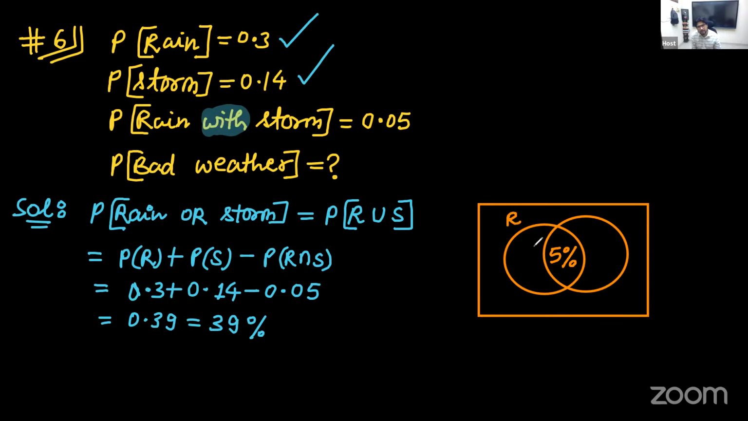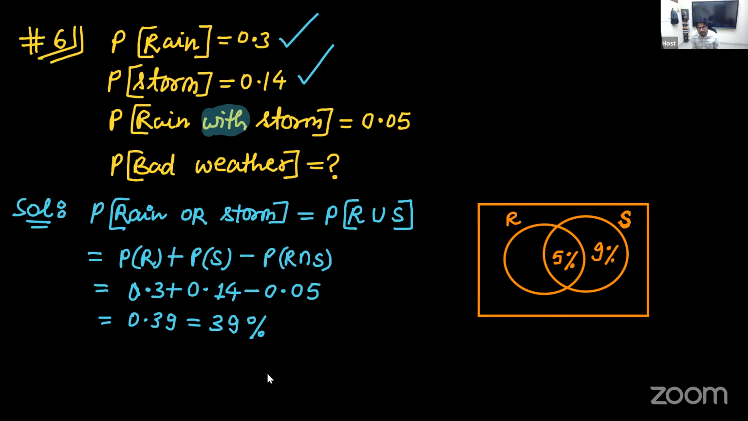Now, in the 30% of rain, the remaining space will represent only 25%. And in the 14% of storming, the remaining space will represent only 9%. If the common space is representing 5% already, then in the remaining space of storming we have only 9%, and in the remaining space of raining we have only 25%.